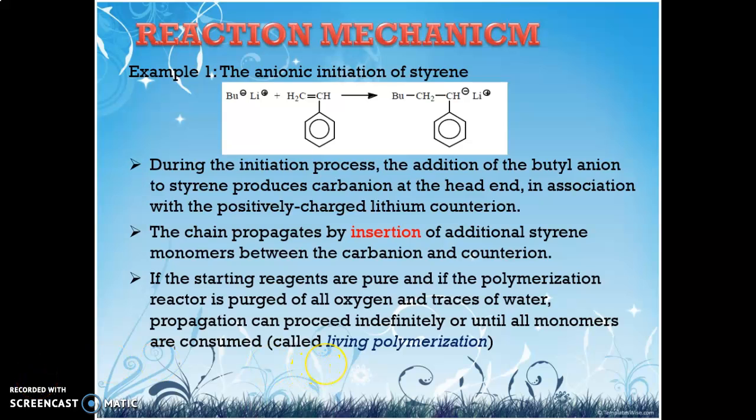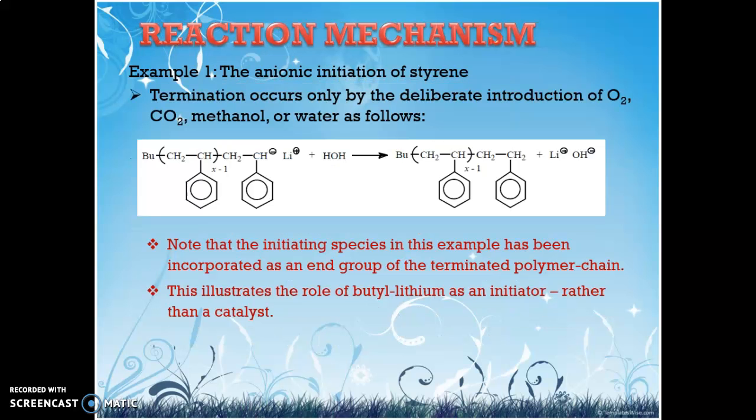Okay, as I mentioned earlier, for living polymerization to occur, it must be done without the involvement of water. But generally, in anionic polymerization, termination occurs only by the deliberate introduction of oxygen, carbon dioxide, methanol, or water. So it means that a general anionic equation has to be terminated by using water or others like oxygen, carbon dioxide, and so on. So look at this structure.